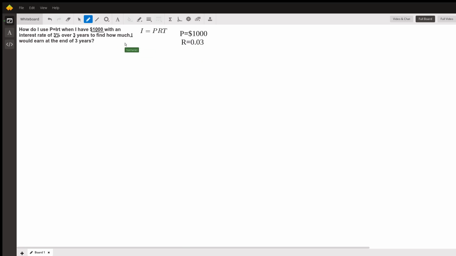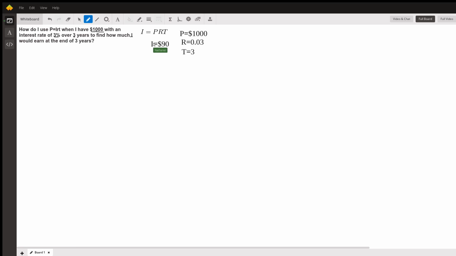And then finally, T, which is usually in terms of years on interest problems, is equal to 3 because the amount of time is 3 years. And so we can just go ahead and multiply all of this out. 0.03 times 3 is equal to 0.09, and 0.09 times 1,000 is 90. So we have our final answer as I is equal to $90.